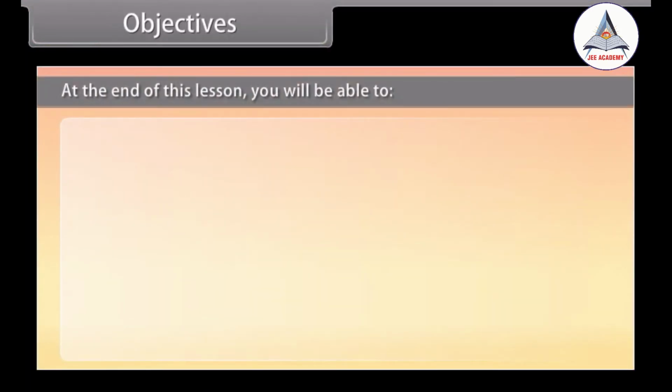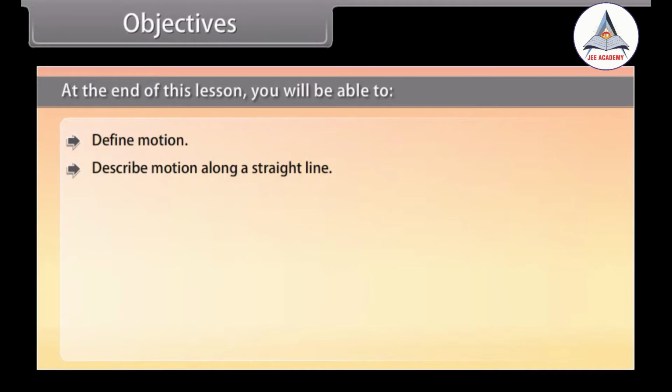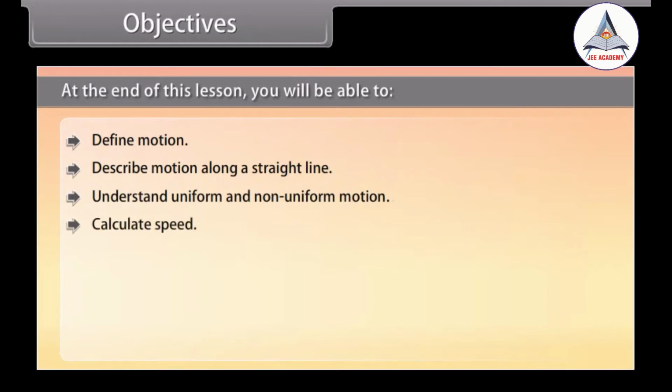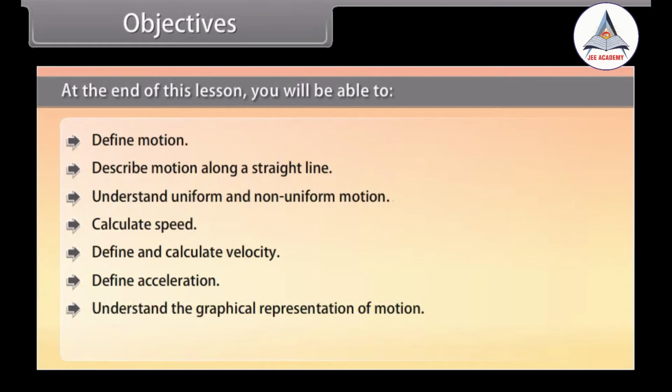Objectives. At the end of this lesson, you'll be able to define motion, describe motion along a straight line, understand uniform and non-uniform motion, calculate speed, define and calculate velocity, define acceleration, understand the graphical representation of motion, explain uniform circular motion.